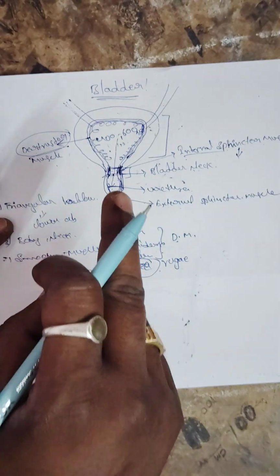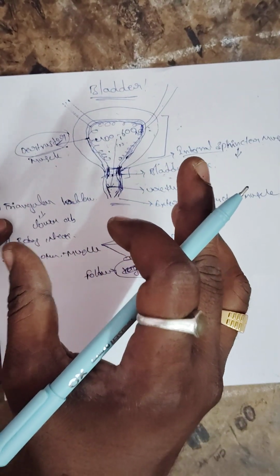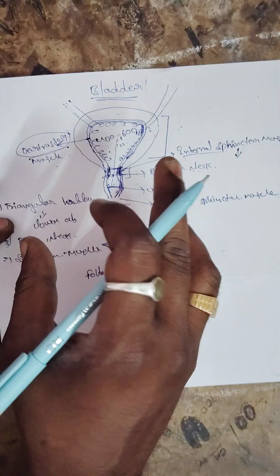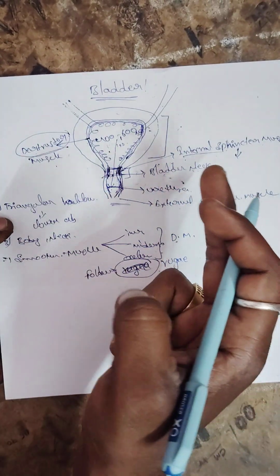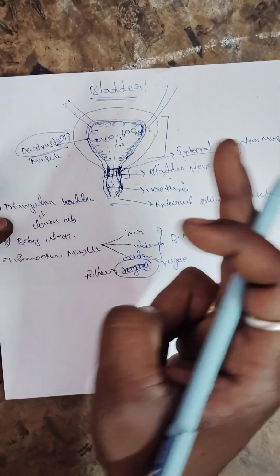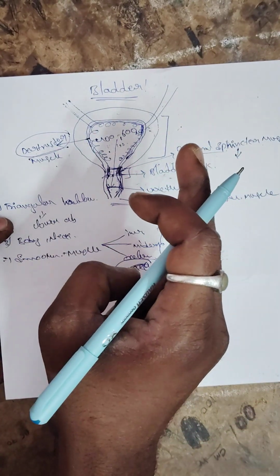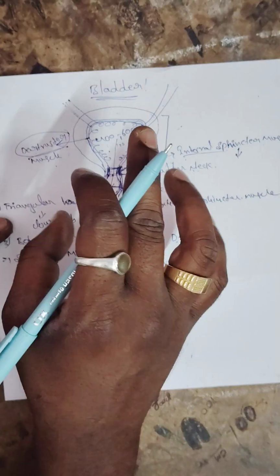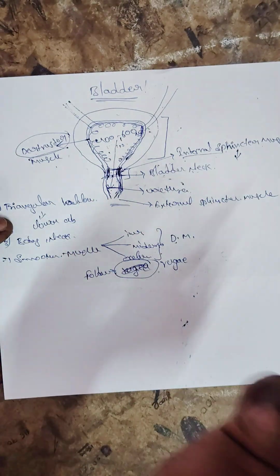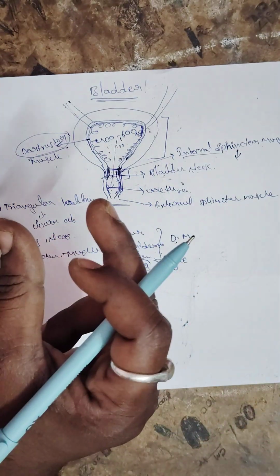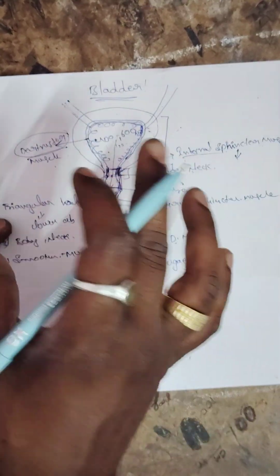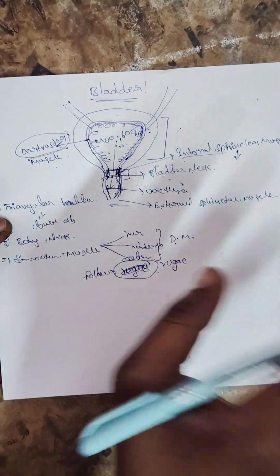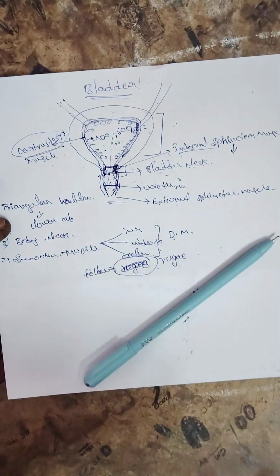And the next one, the urethra posteriorly is connected to the vagina in females. In males it is connected to the male reproductive system organs. That is the main difference between the male and female bladder. It is connected to the male and female reproductive systems. This is about the bladder. Okay, thank you.